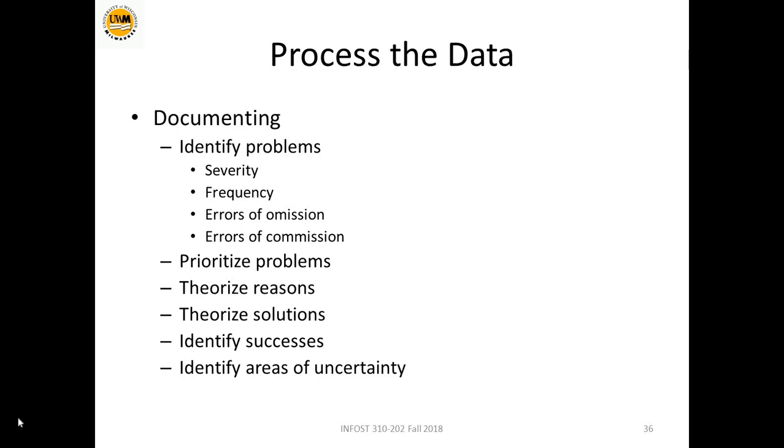We also need to prioritize problems, and we need to theorize reasons for why these problems occurred. And we also need to propose and theorize solutions. We need to identify successes, test successes, or tasks that were performed successfully. And we need to identify areas of uncertainty that need to be worked with.